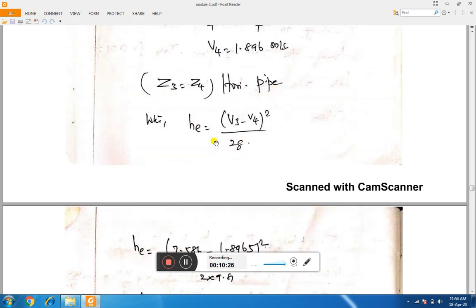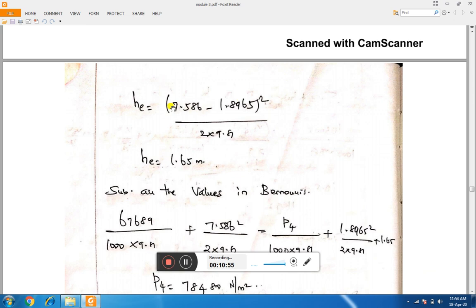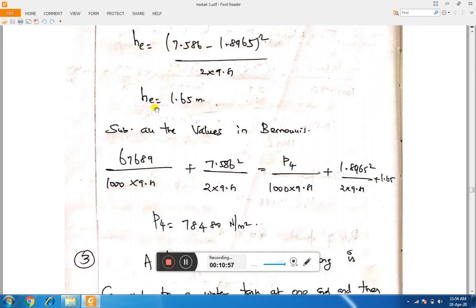z3 equal to z4 for the horizontal pipe. So head loss due to sudden enlargement is given as velocity before enlargement minus velocity after enlargement, whole square by 2g. In the formula we might have seen v1 minus v2 whole square by 2g, where v1 is the velocity before enlargement and v2 is the velocity after enlargement. Here we have taken 3 as the section before enlargement and 4 as the section after enlargement, so v3 minus v4 whole square by 2g. Substituting the values of velocities, we have got he equal to 1.65 meter.